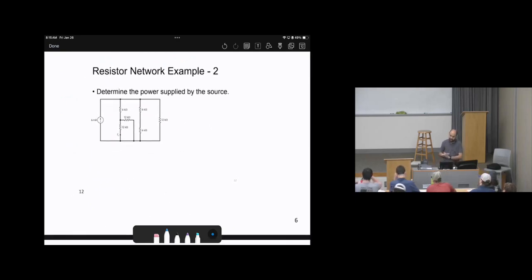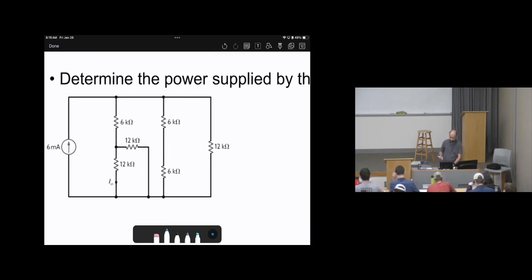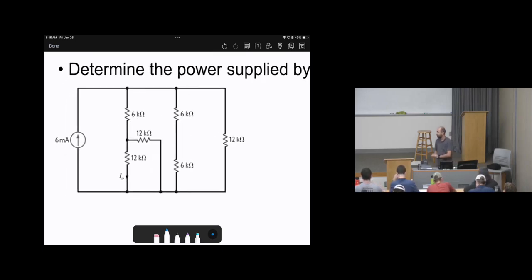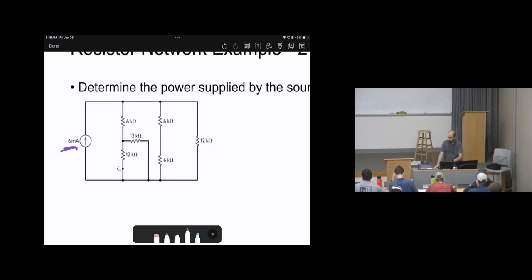Determine the power supplied by the source. Look at this circuit. We need to calculate the power at the source. Where is the source? Locate the source. Here, 6 milliampere. It is a current source. It's not voltage. Current. Now, how can we calculate the power supplied? V times I, right?